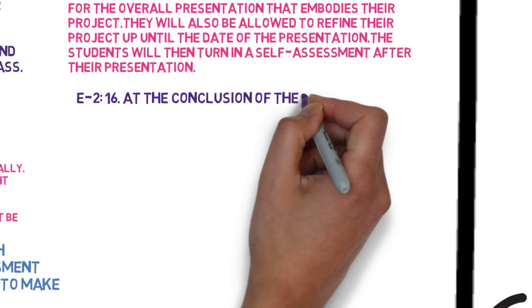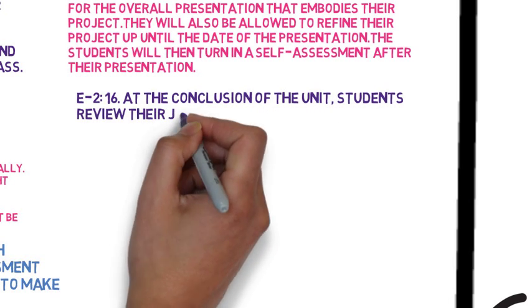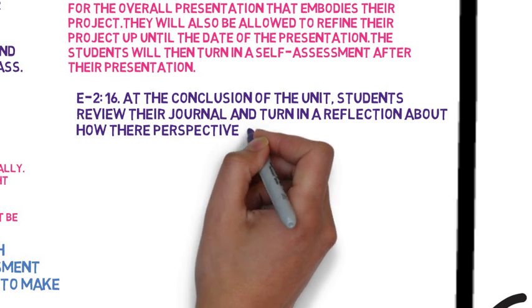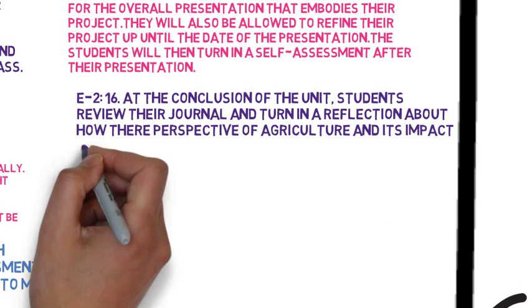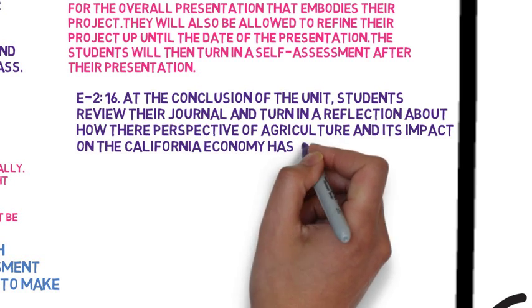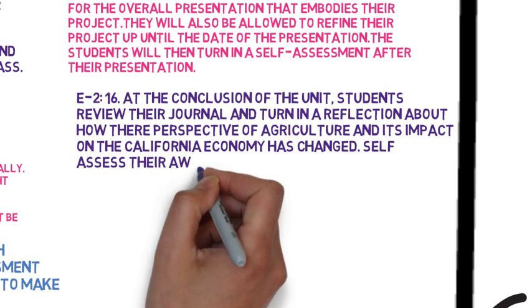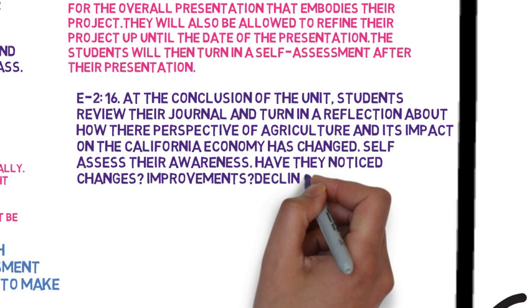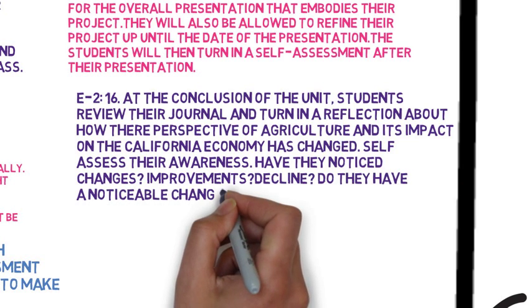16. The conclusion of the unit. At the conclusion of the unit, students review their journal and turn in a reflection about how their perspective of agriculture and its impacts on the California economy has changed. Self-assess their awareness. Have they noticed changes, improvements, decline? Do they have a noticeable change in how they utilize natural resources?